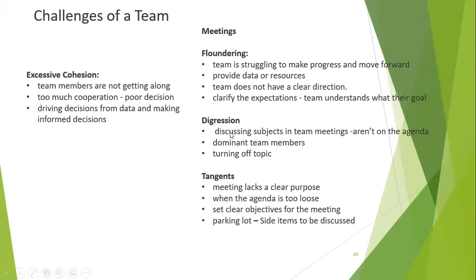The second thing is digression. This is discussing a subject in a team meeting that is not on the agenda. Sometimes a meeting starts and we don't have any agenda, we don't know what we are going to discuss. Sometimes it goes to an open forum, and the dominant members will lead the meeting in a different direction, away from the topic. This is a major challenge in any organization.